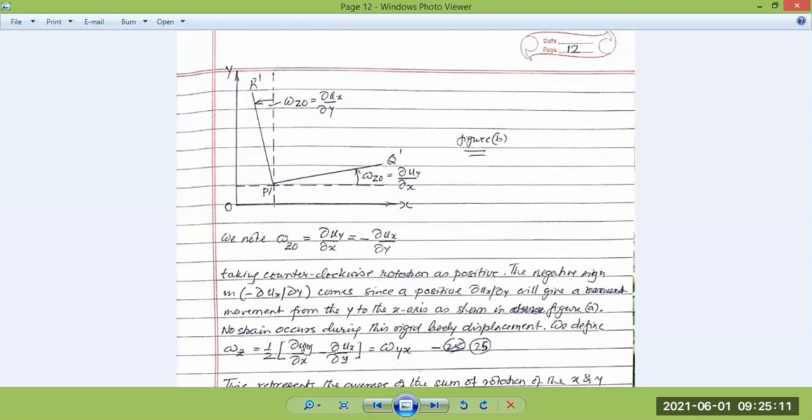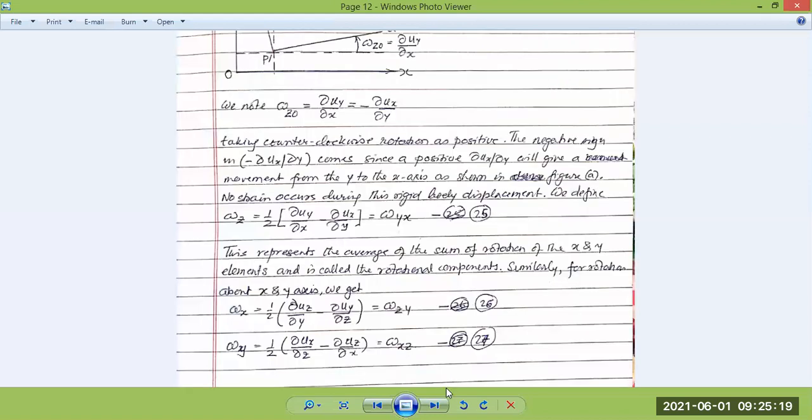So it is duy by dx minus dux by dy equal to omega yx. So this represents the average of the sum of rotation of the x and y elements, which is given here, the average. That's why it is added together. This has negative terms and is divided by 2. And the rotational components are the rotation about the x and y axes. This is the rotation component about the z axis. That's why it's omega z and given as omega xy. It means it is rotated around the z-axis but in the xy plane.